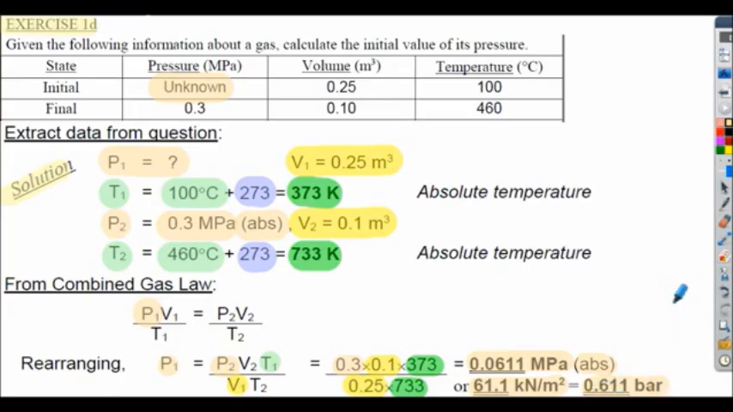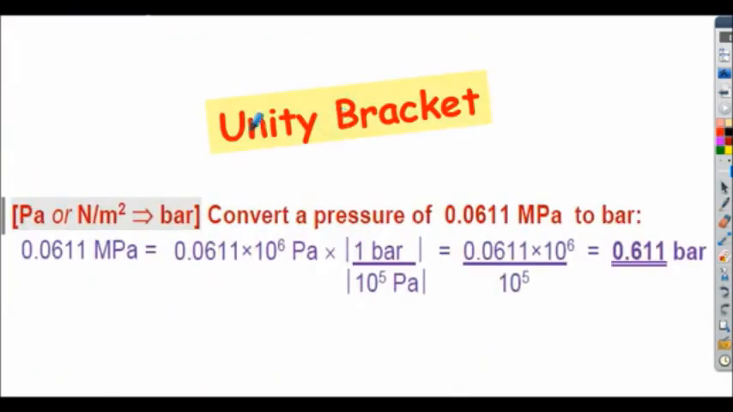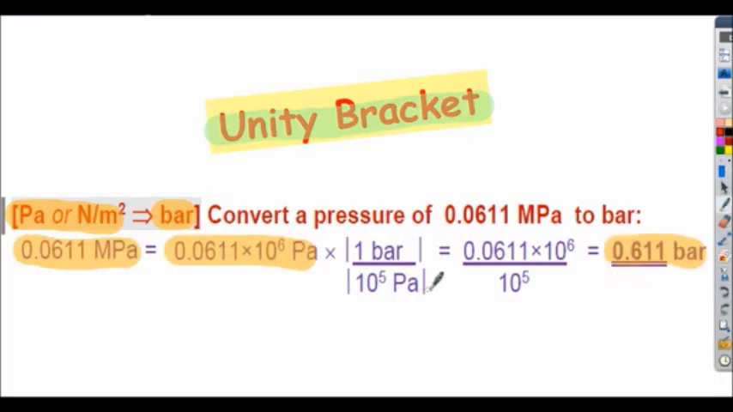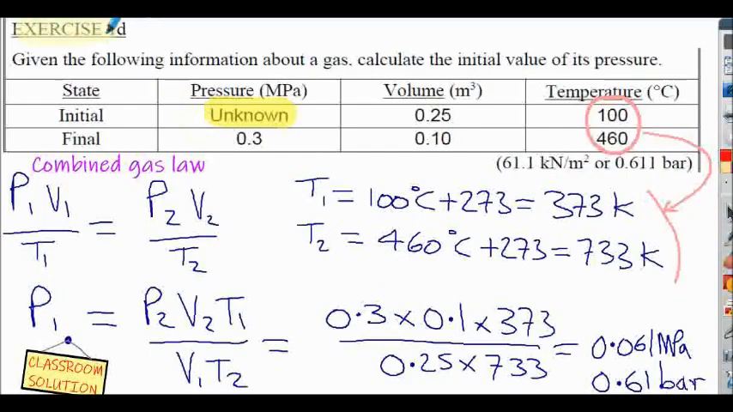Back to our conversions again with our unity brackets. For reference, here's the unity bracket conversion, converting from pascals to the bar, so 0.0611 megapascals in this case, and here in terms of pascals, converts to 0.611 bar. Again, notice the cancelling unity bracket feature here, as the pascals in the numerator has to cancel with the pascals in the denominator to leave us with the unit of the bar. Again, that's just for reference. Here's exercise 1D, classroom solution, worked through with the students, purely for your reference.